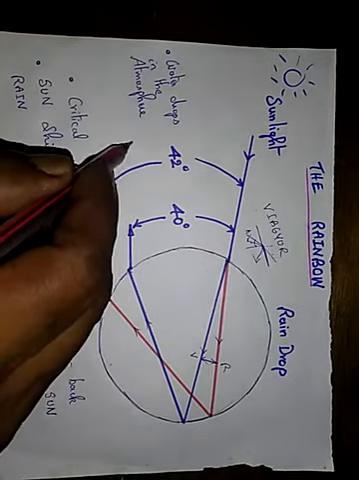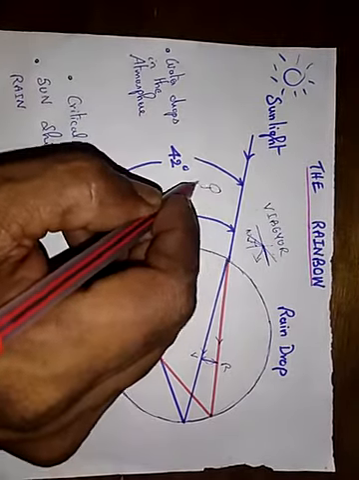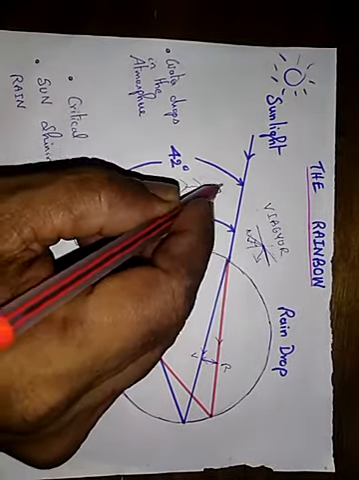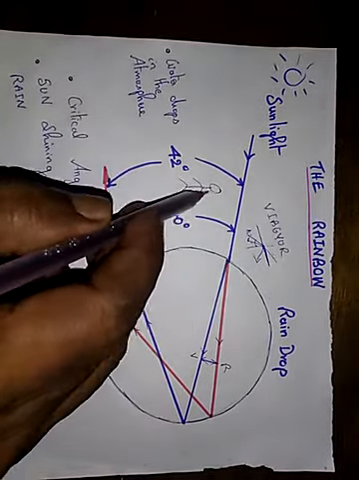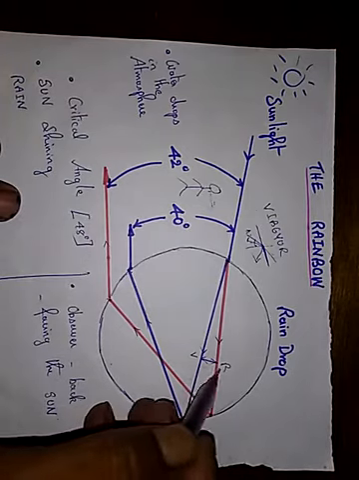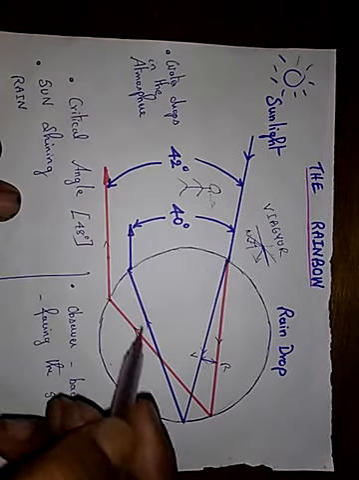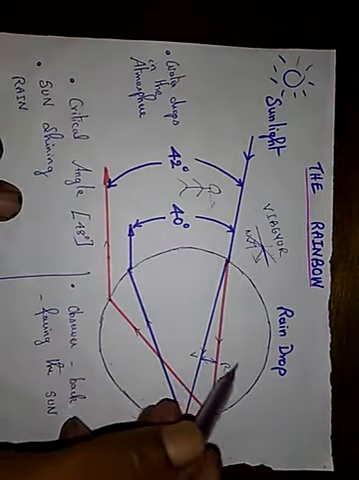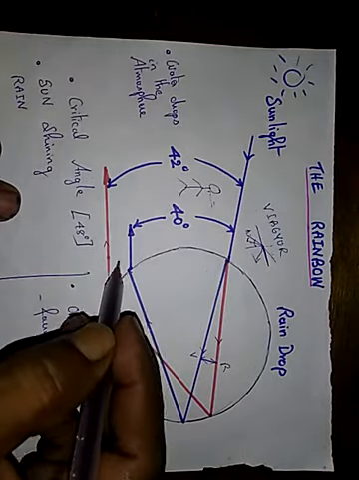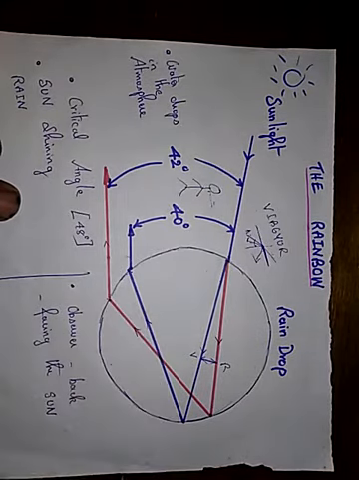When a viewer is standing here and his back is facing the sunlight, when he views in this direction, he can see all the wavelengths that are happening within the raindrop. So all the wavelengths, all the shades, will be seen here.